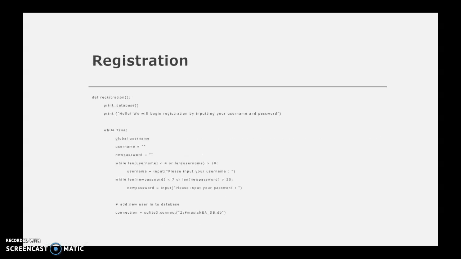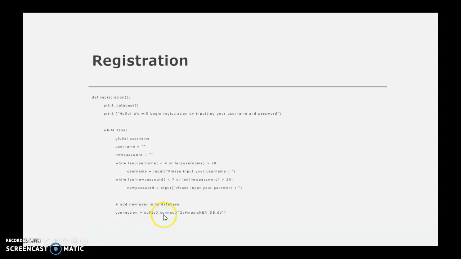Here, the registration function, it prints the database again, and it makes a global function username. This is really important because it is going to be used in the whole code, and it gives you a username, gives you a new password, and it makes sure there's some validation techniques. So it can't be a zero value. It has to be between 4 and 20. It can't be too big either, and the password has to be between 7 and 20. Password has to be larger than the username, only because it makes it more secure. So there's no chance that people can easily guess your password.